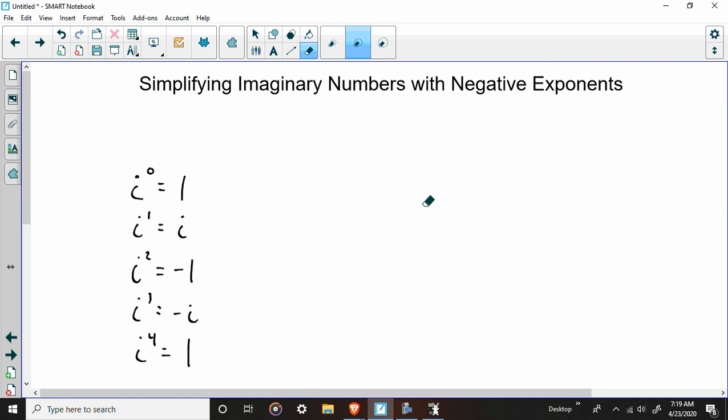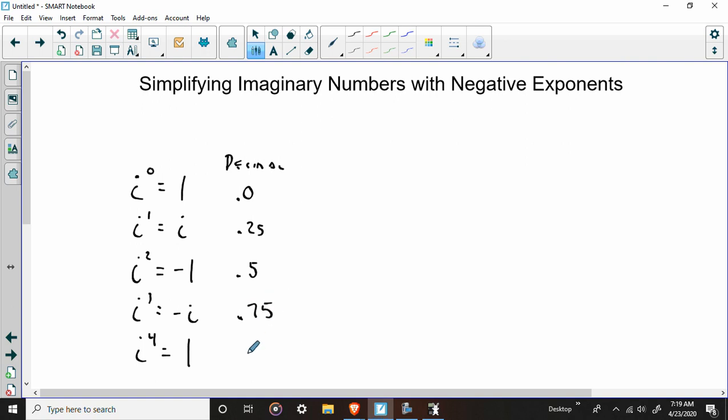We said one of the convenient things we can do is use our calculator and look for the remainder, or the decimal. So when you divide, this one has 0.0, in other words, no remainder. You could have a remainder of 0.25, a remainder of 0.5, a remainder of 0.75, or no remainder. What we were looking for was these decimals right here. If I have a remainder of 0.25, then the answer is i. If I have a remainder of 0.5, the answer is -1.